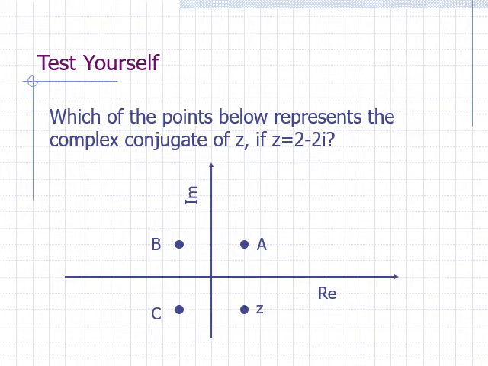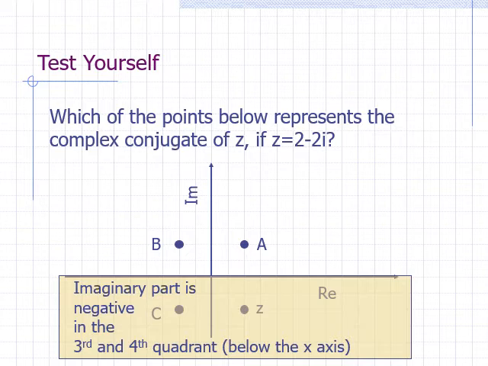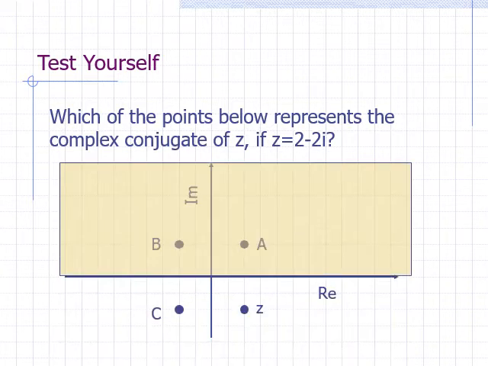Which of the points below represents the complex conjugate of z if z is 2 - 2i? Here's z. Its imaginary part is negative 2, so it's located in the bottom half of the complex plane, below the x-axis. Complex conjugates basically differ in the algebraic sign of the imaginary part. In this case, the complex conjugate is 2 + 2i. The imaginary part is positive 2, so it would be located above the x-axis.